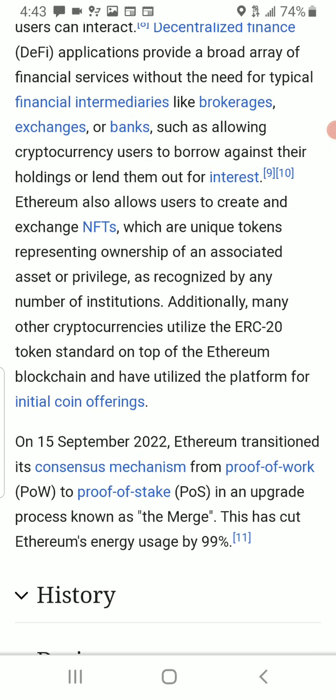Ethereum also allows users to create and exchange NFTs, which are unique tokens representing ownership of an associated asset or privilege as recognized by any number of institutions. So NFTs are unique tokens, and they represent ownership of anything. A house could be made an NFT, and that represents that you own it. Anything pretty much could be an NFT. Going to an NBA game, a music concert, that could be all put on the blockchain with a smart contract, and it'll be immutable. No one could change that.